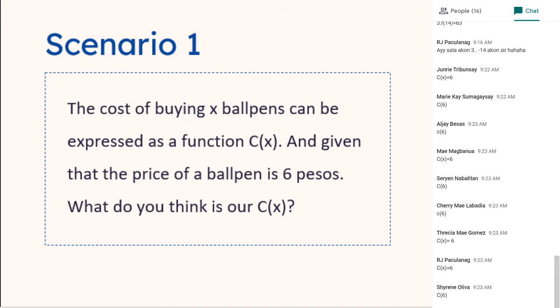So how do we find C of X? It's just simply price times quantity. If we buy, for example, ballpens, our formula is just the price multiplied by how many we will buy. Price times quantity. So our C of X is equal to 6, our price. The quantity is the number of ballpens, and that is X. So our C of X is equal to 6X.